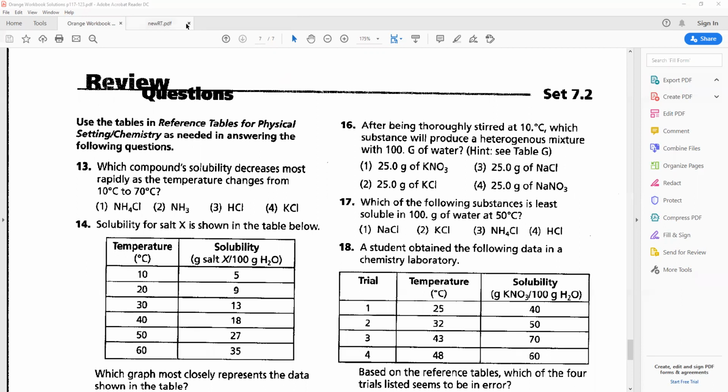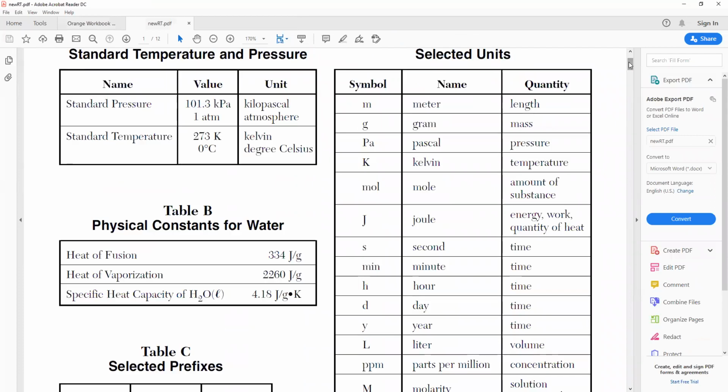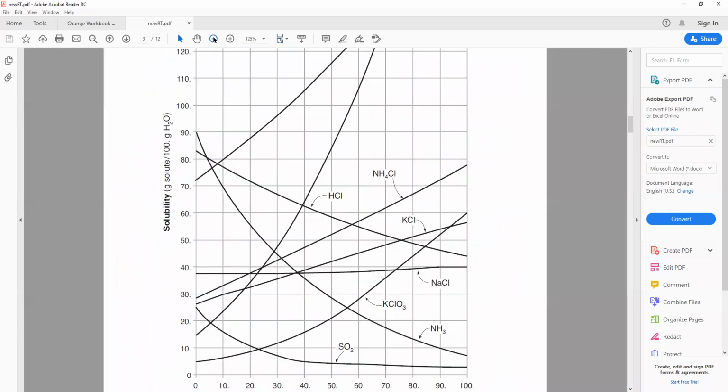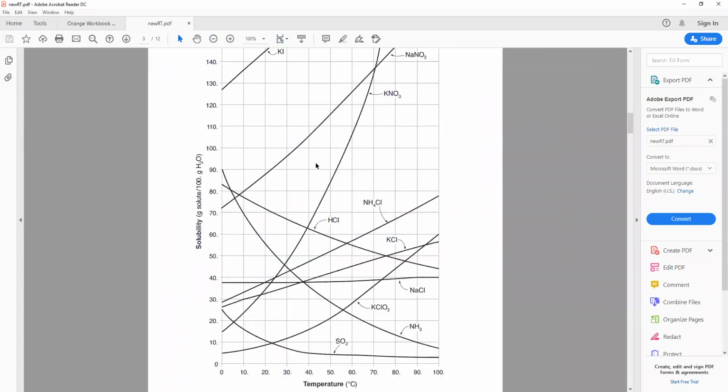We have to go to our reference table, Table G. So there's our reference table G. When we go to it, we see that as the temperature increases, we have some curves where the solubility, the amount of salt that dissolves, increases. However, we do have 3 of them where the solubility decreases, and we talked about it, and you should have written over here to the right that those have to be gases.